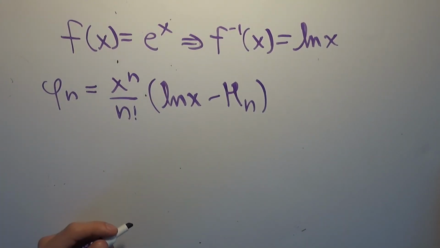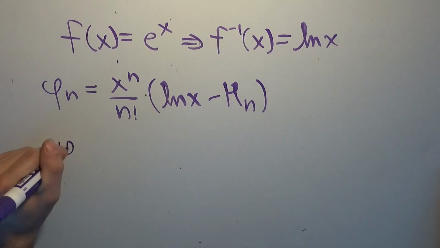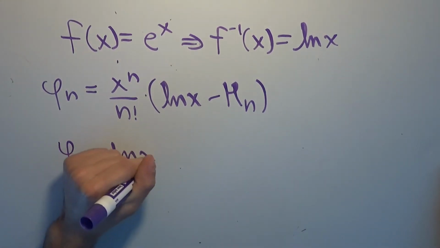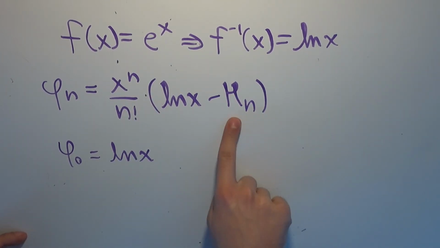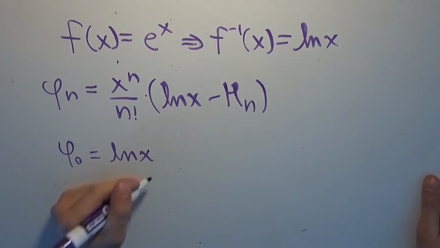So let's just check to make sure this works. We plug in 0, we get the natural logarithm of x back. I mean, that should be clear. X to the 0 over 0 factorial, that's 1. The 0th harmonic number is 0, so we just get ln of x.